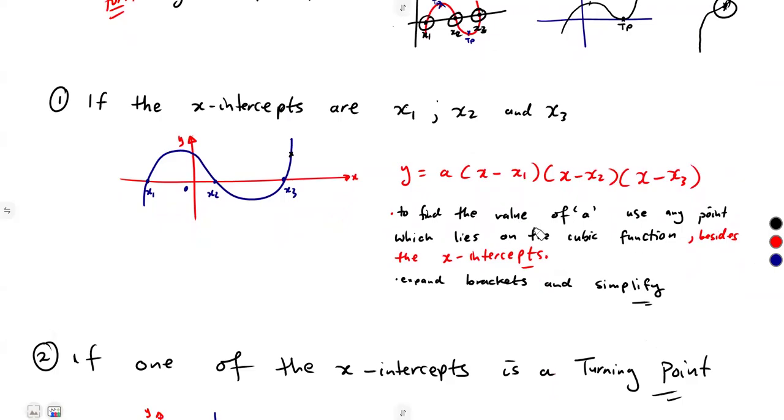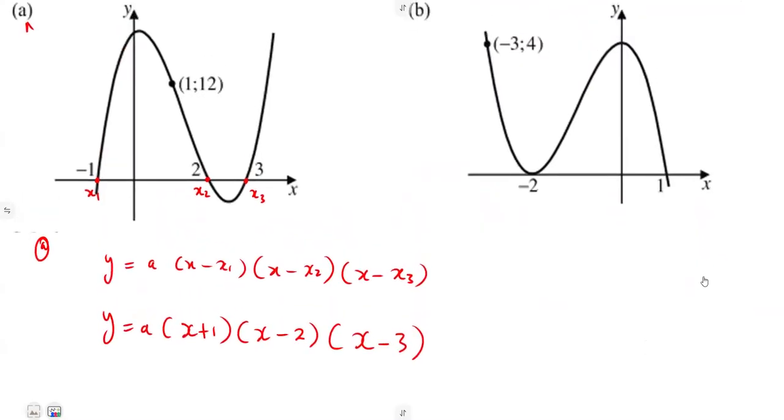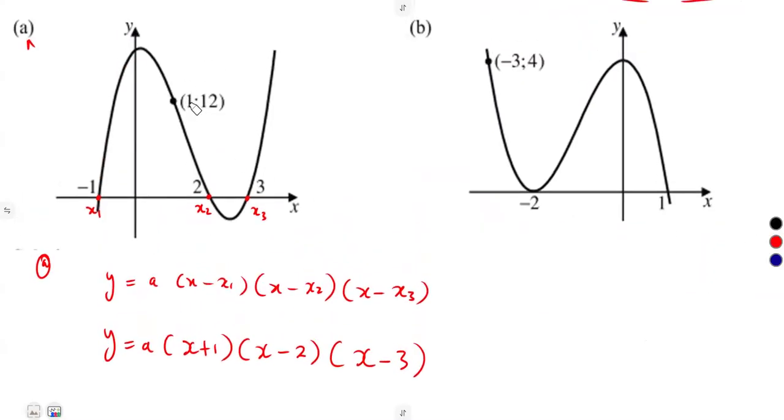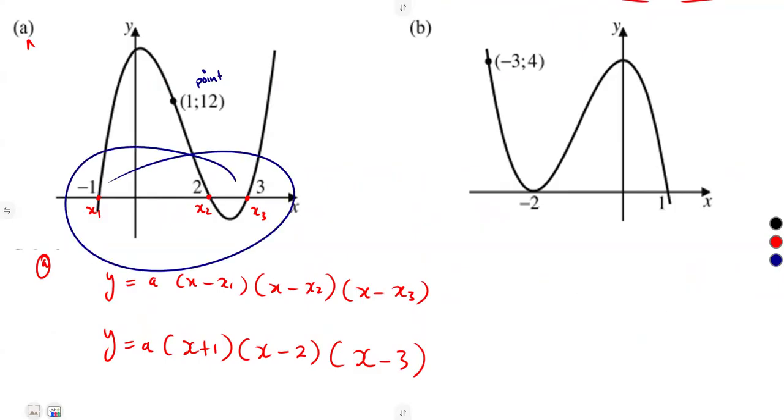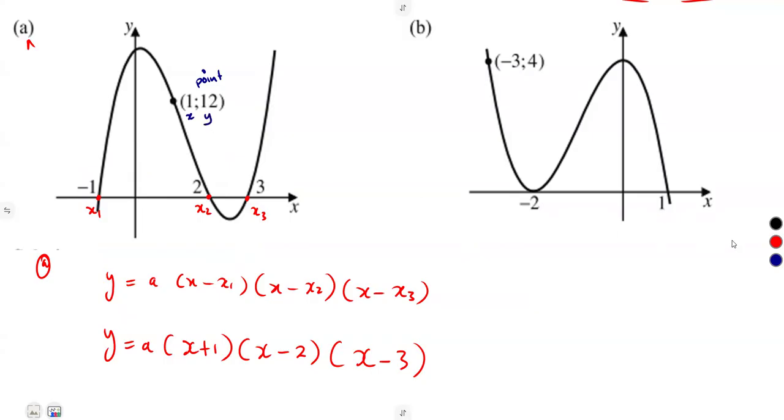To find the value of A, use any point which lies on the cubic graph besides the x-intercepts, besides the roots. Is there a point on our f of x on this function? Yes, there's a point (1, 12). So that's the given point that you're going to use. You've got the x value and the y value.